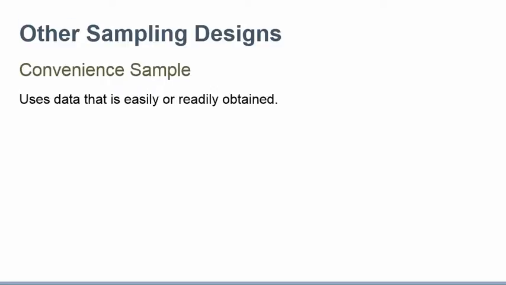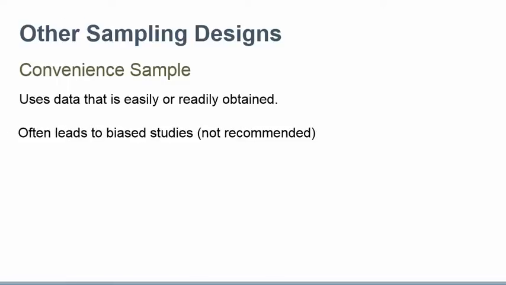Other sampling designs. Convenience sample. Uses data that is easily or readily obtained. Often leads to biased studies. Convenience sampling is not recommended.